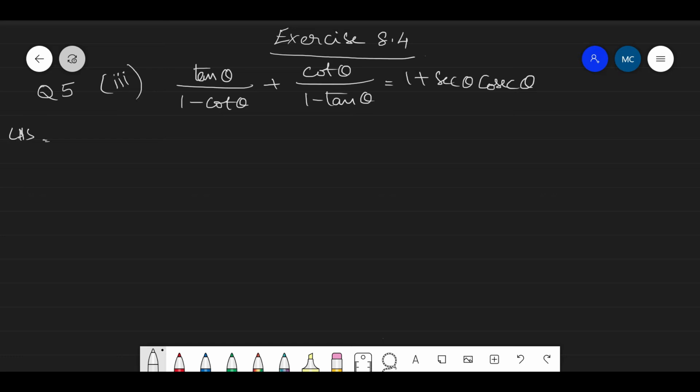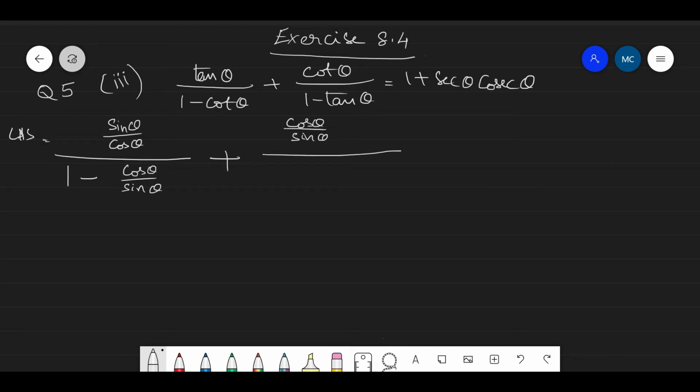In this problem, what we will do? We will convert tan theta and cot theta in terms of sin theta and cos theta. Now the numerator becomes sin theta by cos theta, because we know that tan theta is sin theta by cos theta, and the denominator is 1 minus cot theta. You can write it as cos theta by sin theta, and plus here the numerator is cot theta, so it will be taken as cos theta by sin theta, and the denominator will become 1 minus sin theta by cos theta.